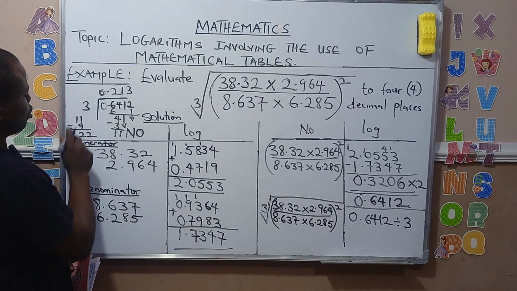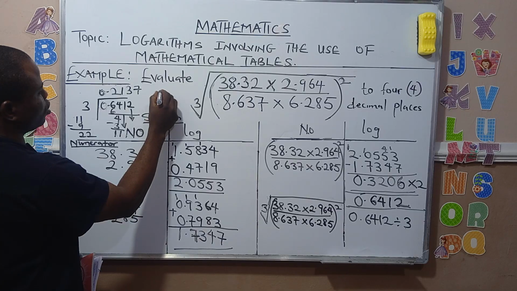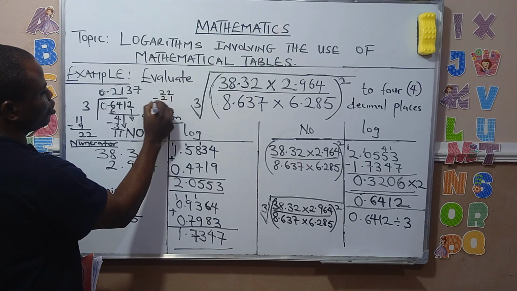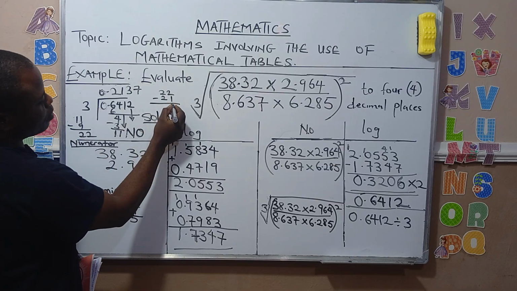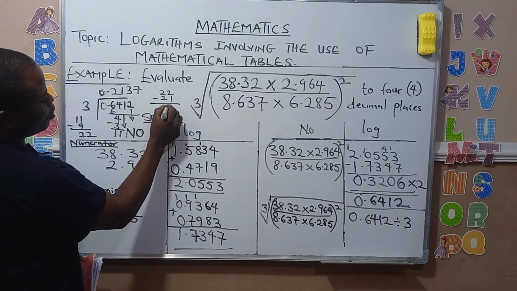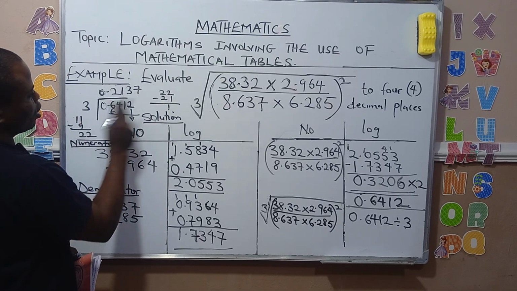We're having 22. 3 goes in 22, that is 7. 3 times 7 is 21. 22 minus 21, that's 1. So 3 cannot go in 1.